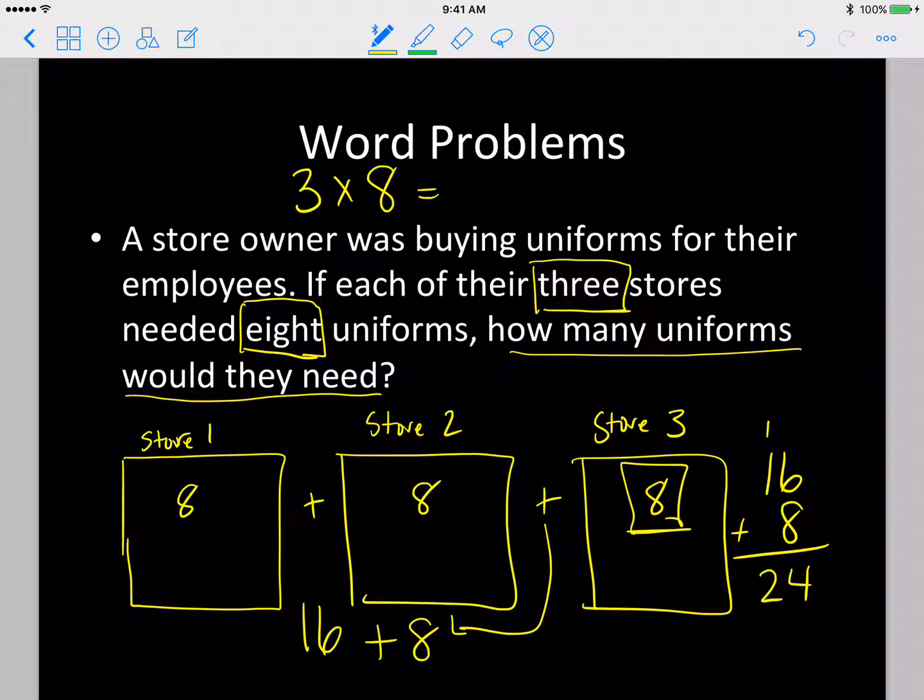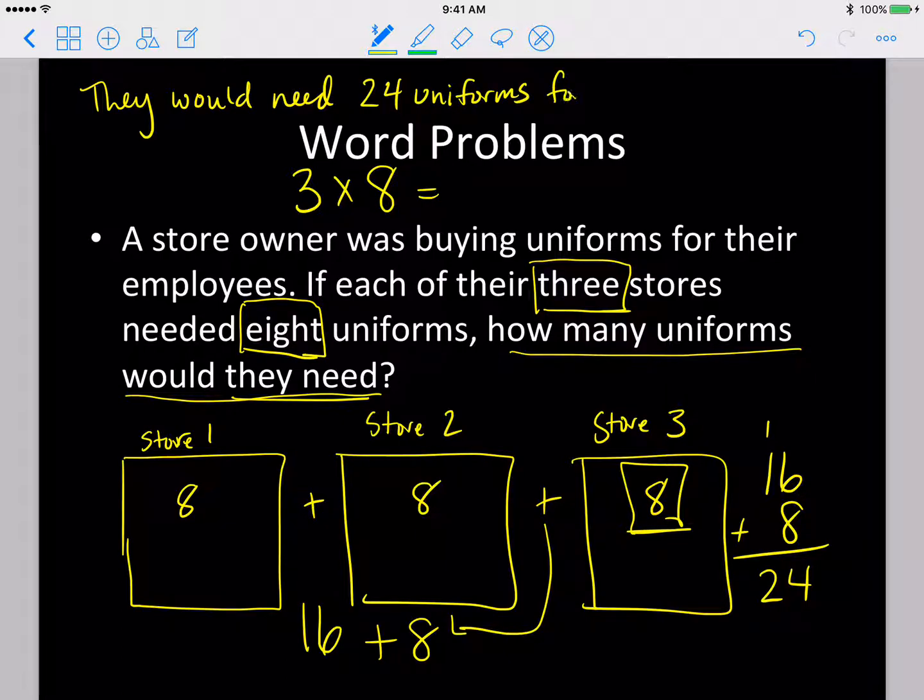So in a word problem, we need to write our sentence. Okay, so you would say they would need, just restate the question. So they would need 24 uniforms for their employees.